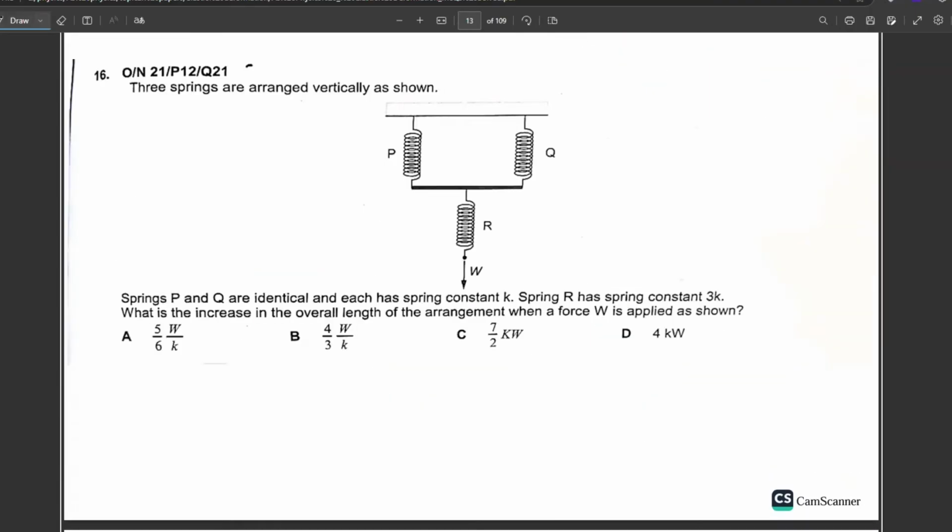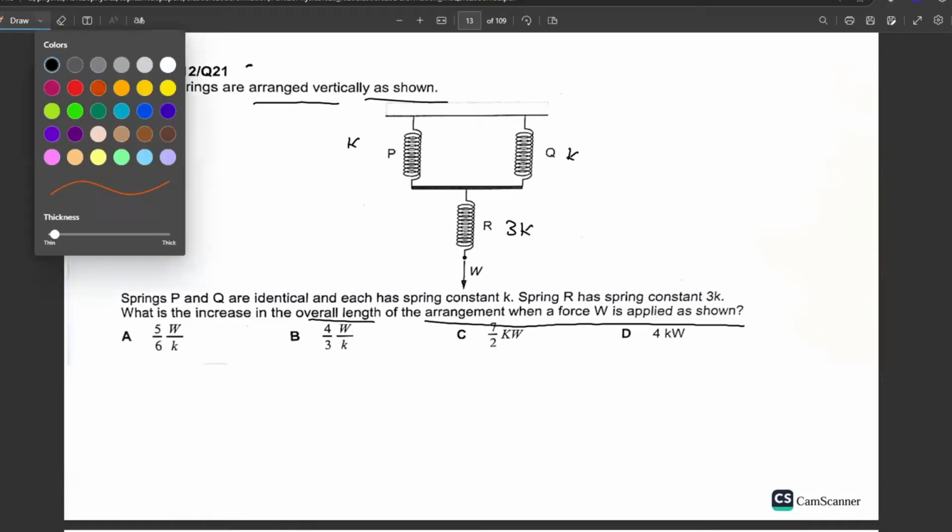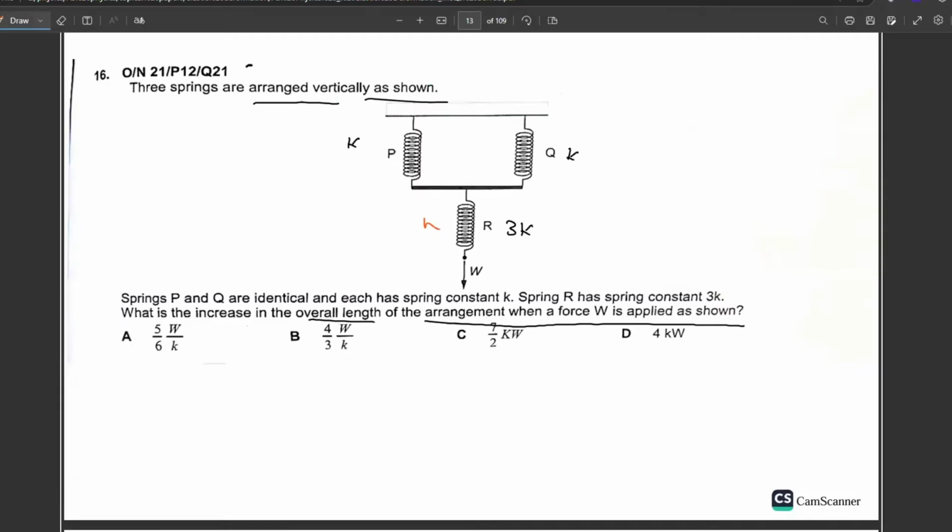Let's see this. 3 springs are arranged vertically as shown. Spring P and Q are identical and each have a spring constant K. Okay, this has a spring constant K. This has a spring constant K. A spring R has a spring constant 3K. What is the increase in overall length of the arrangement when a force of W is applied? So if a force of W is applied, this series spring will receive the entire force. However, the springs in parallel will receive what? W upon 2 and W upon 2.